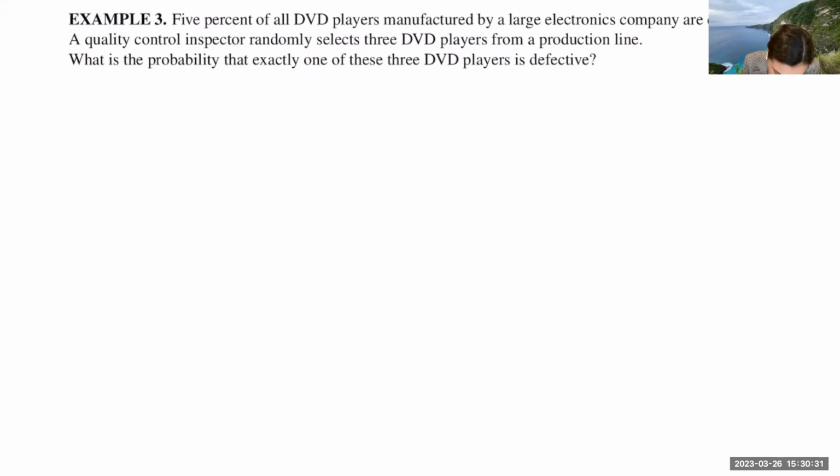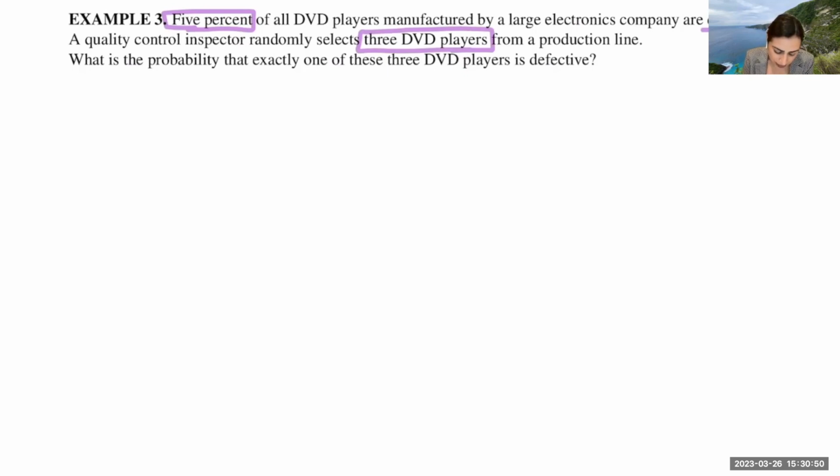I'm going to go ahead and highlight things that are important. 5%. That's important because that's telling us what the probability of being defective is. We're told that we're going to randomly select 3 DVD players from a production line. So that's telling us the number of trials that we have.